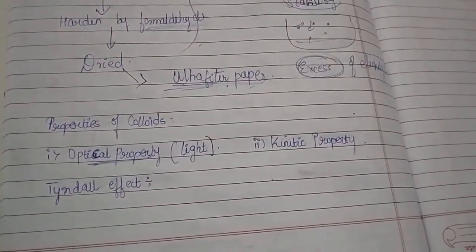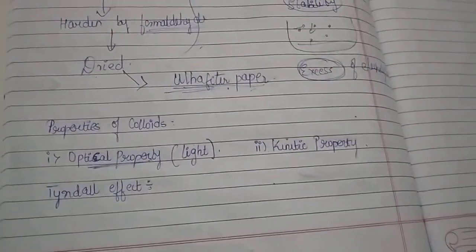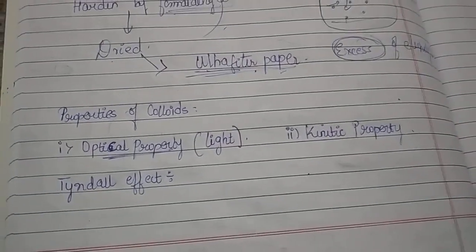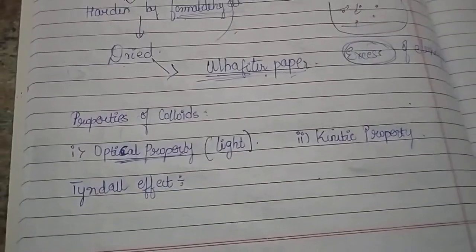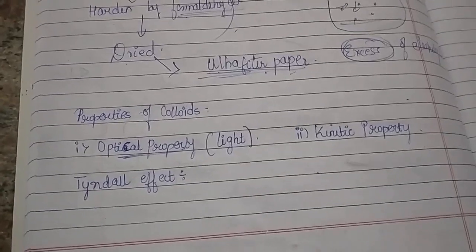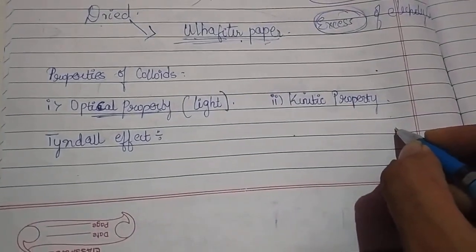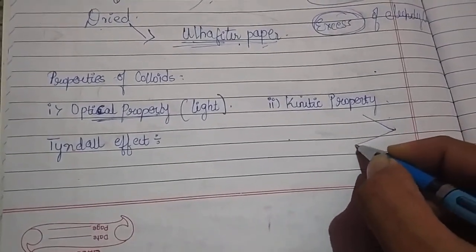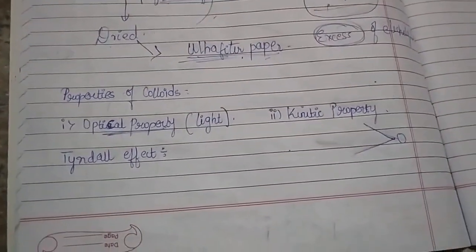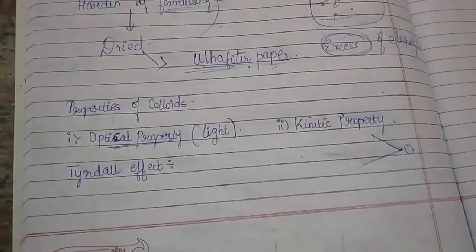The second important question is, what is the shape of the path of that projected light? Yes, it is like a cone. If this is your projector, it is a divergent beam. True? So this is the effect called the Tyndall effect.